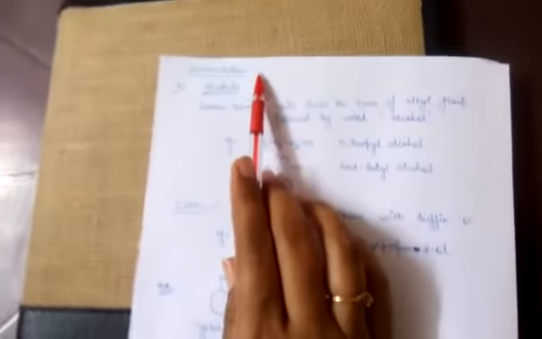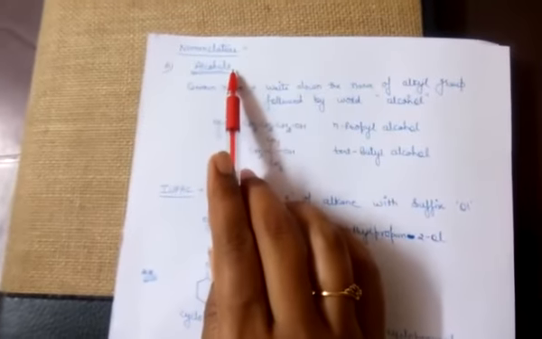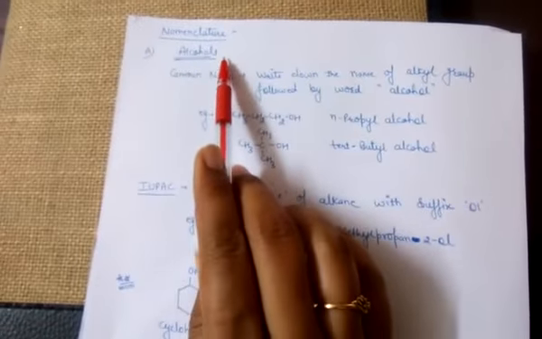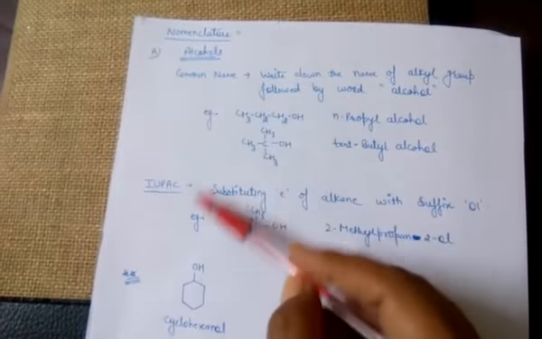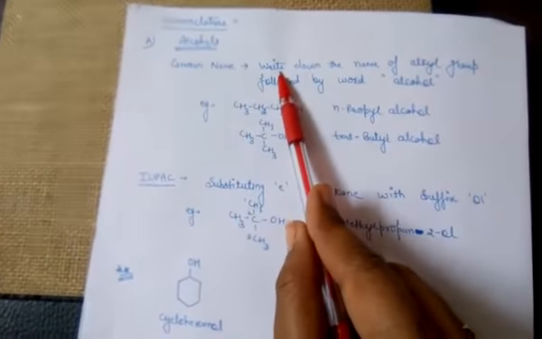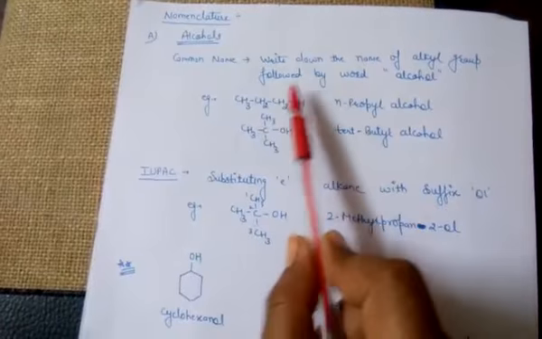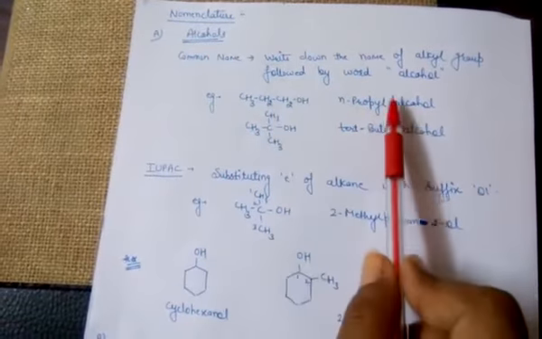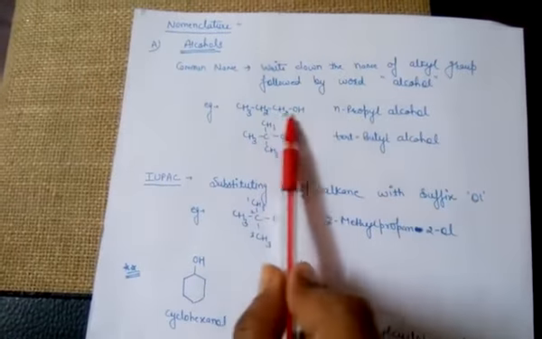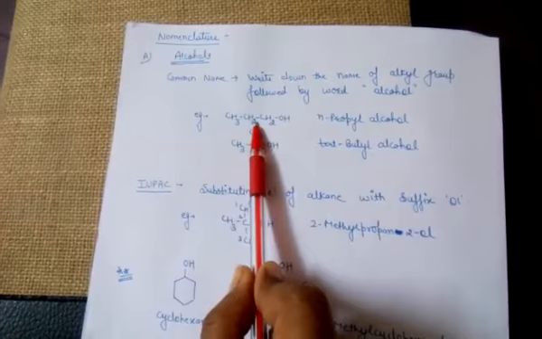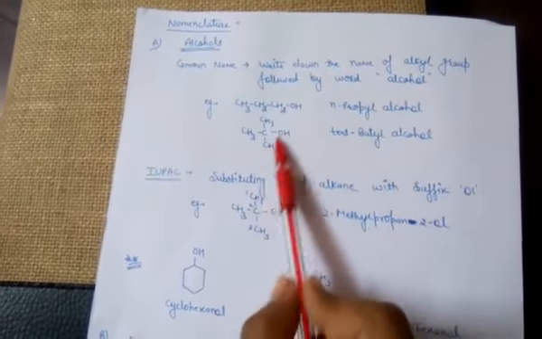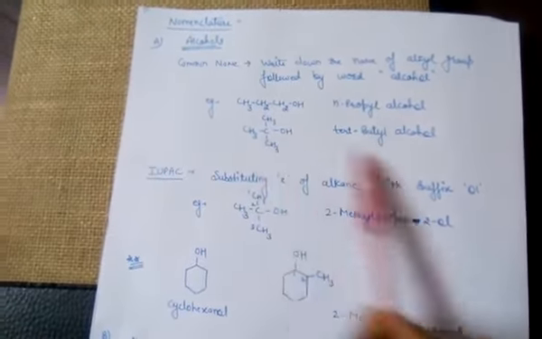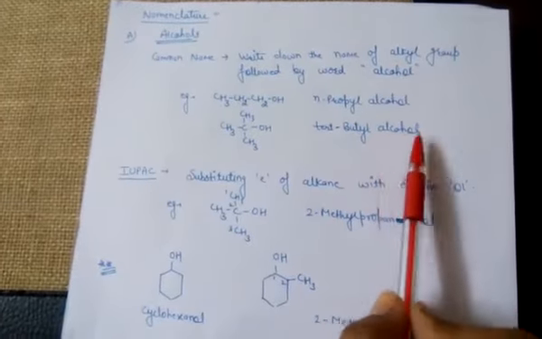Second, nomenclature of the alcohols and phenols. So first of all we will discuss the nomenclature of alcohols. Here we will discuss 2 types of nomenclature, common and the IUPAC. In the common nomenclature, first of all write down the name of the alkyl group followed by the word alcohol. For example, here this is the n-propyl group, so the name of the alcohol will be n-propyl alcohol. Similarly here the alkyl group is tertiary butyl group, so the name of the alcohol will be tertiary butyl alcohol.